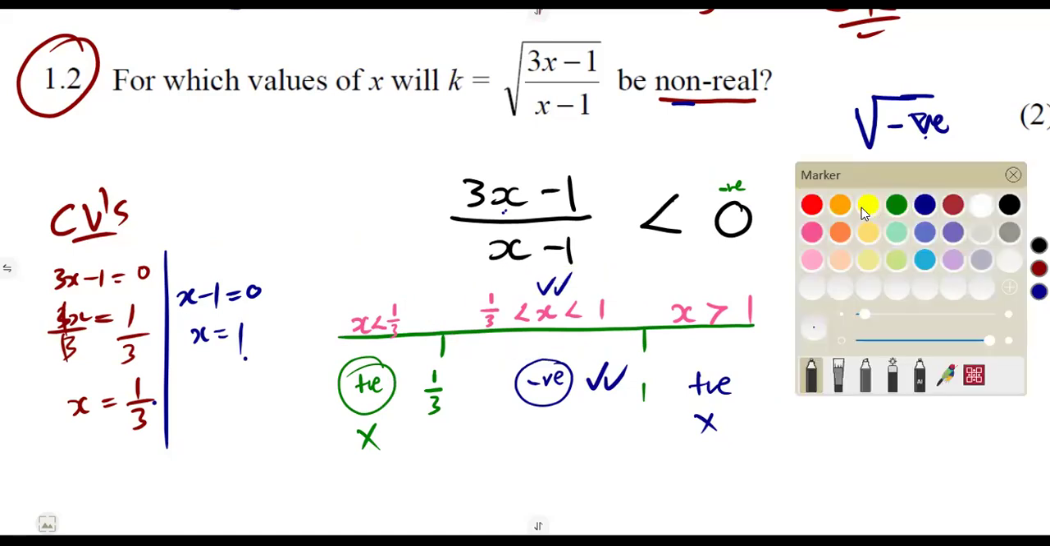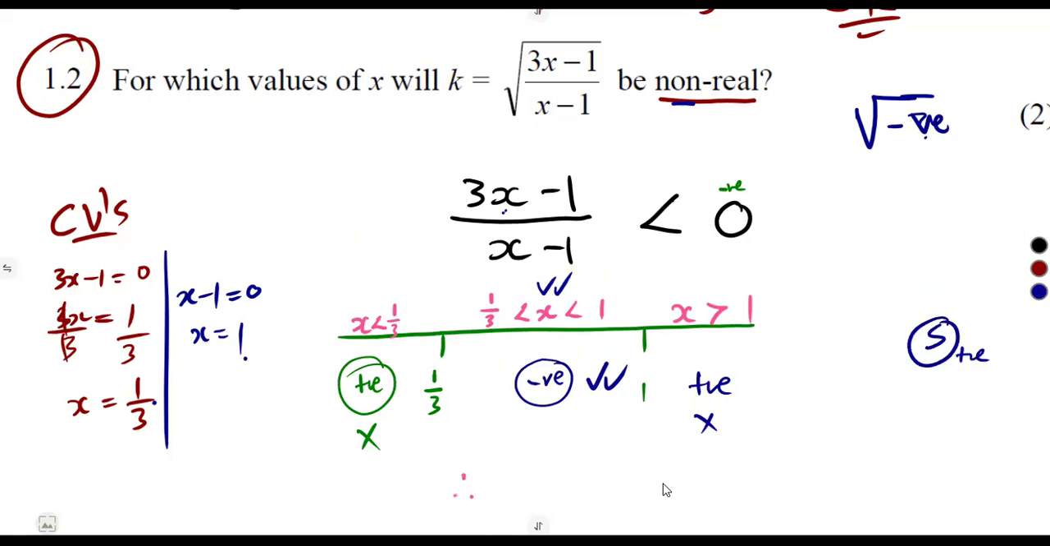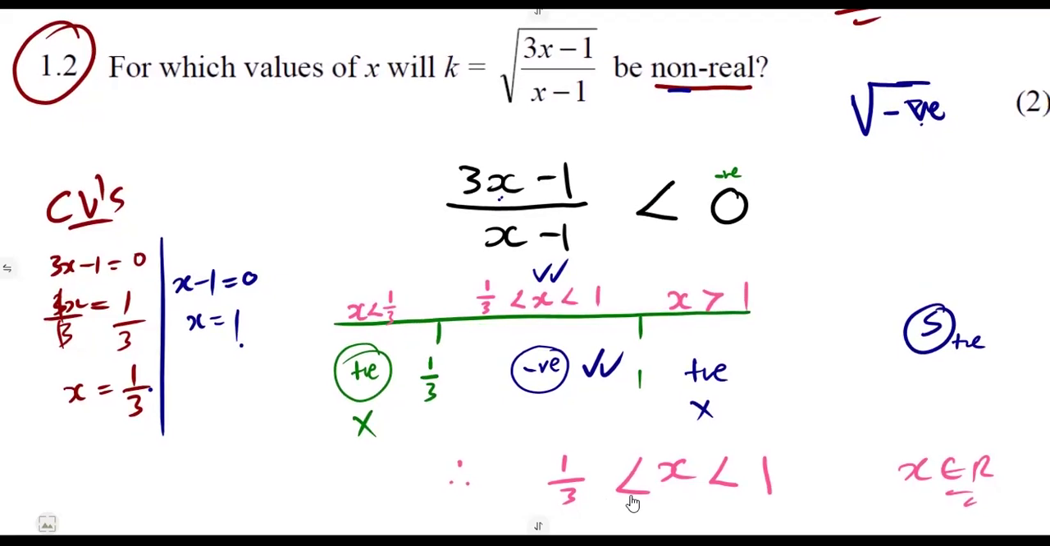So therefore, we can conclude that our x is supposed to be greater than a third, but less than 1. So this is our condition for all real values of x. That is what we need. Once we've got this value of x in between this interval, this part will be non-real. What is under the square root is a negative. It is less than 0. Just like that, guys.